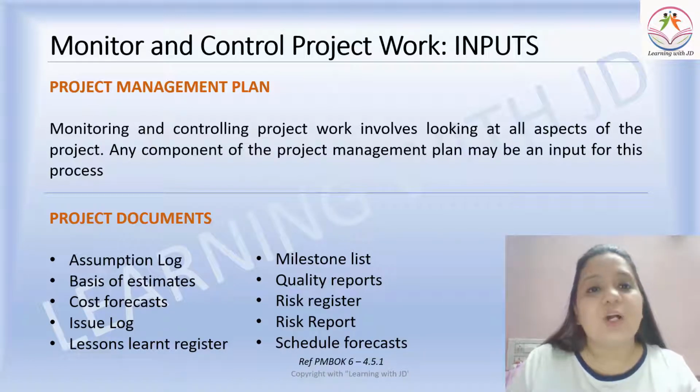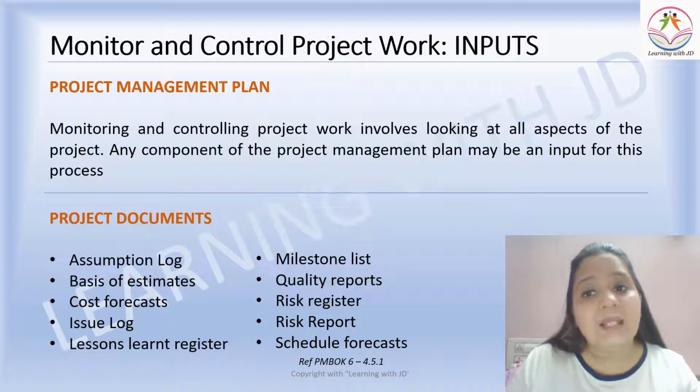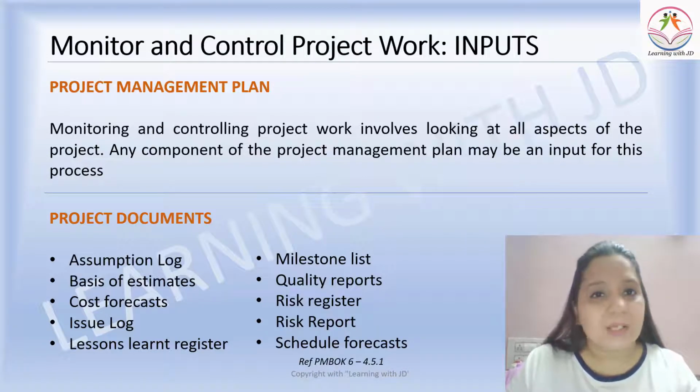Yeah. So the first document that you need to monitor and control your project is what? Of course, the project management plan. Everything is mentioned in the project management plan: how the project will be executed, how you need to monitor it, and how you need to control it. All this is a part of the project management plan. So monitoring and controlling project work involves looking at all the aspects of the project. Any component of the project management plan may be an input of this process. Any of the documents which is a part of the project management plan.